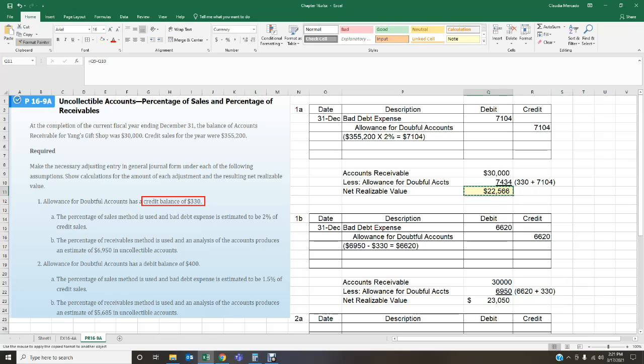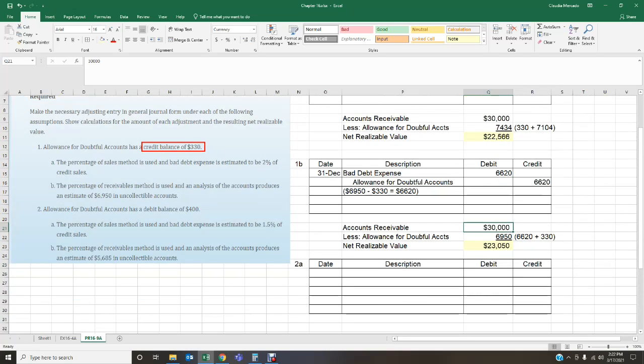Okay, so let me format this. I had 30,000 in my accounts receivable, less my allowance for doubtful accounts of 69.50. That equals the entry that you just made of 66.20, plus the 330 that you had, which gives you the 69.50, which is the estimate that they were providing you with. You subtract those two, and that gives you your net realizable value. So yes, you do have a receivable of 30,000 in your books, but we are estimating that 69.50 is not going to be collected. So my net realizable value of my receivables is 23,050. Okay, so that is 1B.